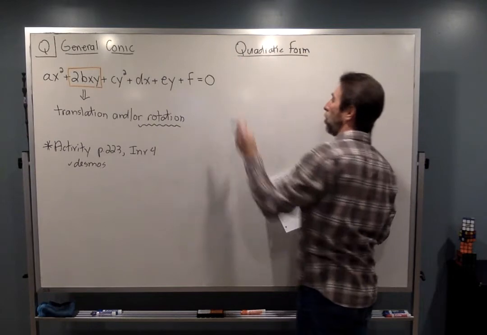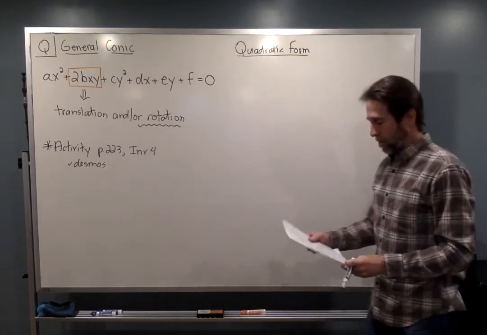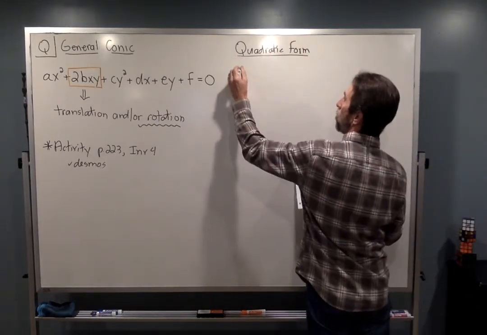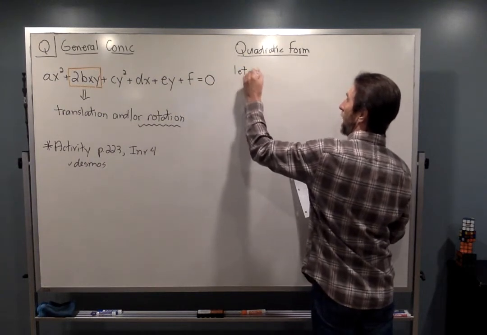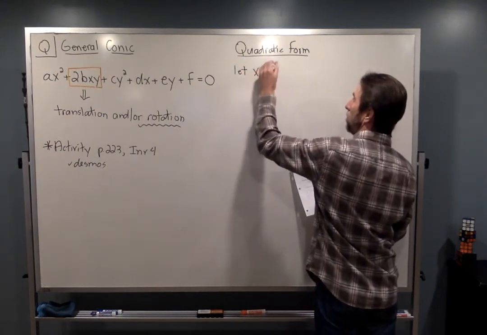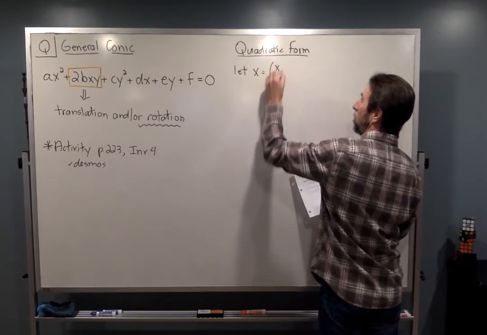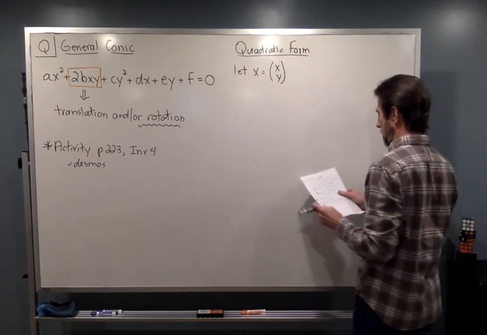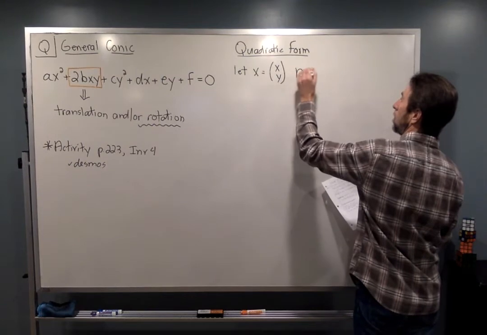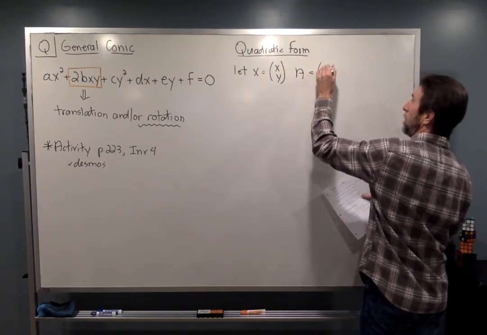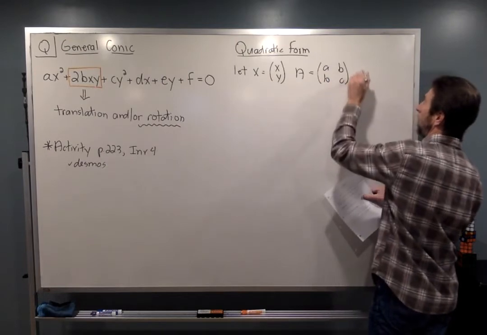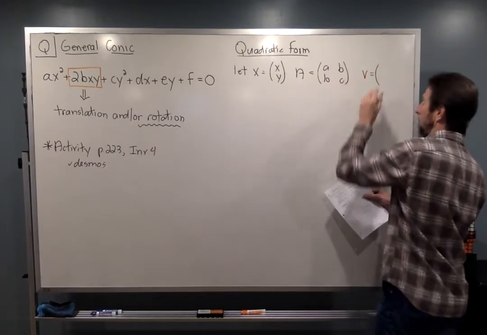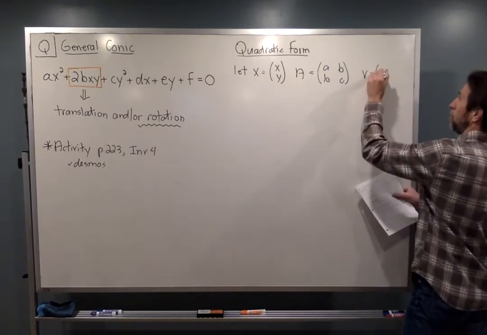Now, quadratic form involves matrices. So here would be an example of quadratic form for this very conic. I'm going to let X be the matrix simply X, Y. And then A is going to be the matrix A, B, B, C. And then I'll use a matrix V to be the other two, D and E.